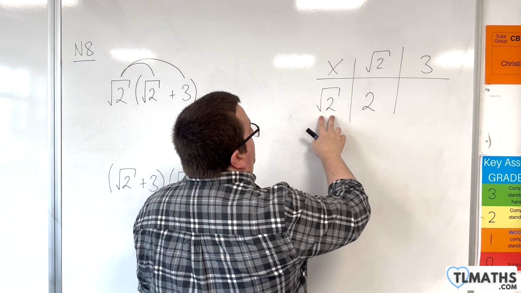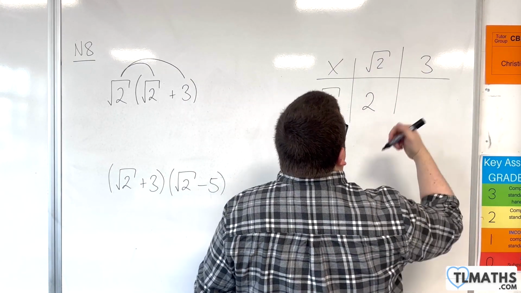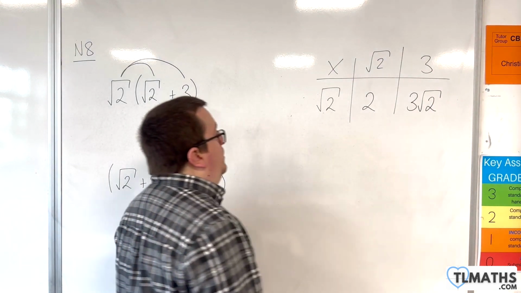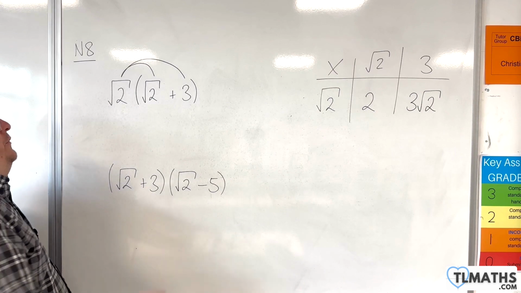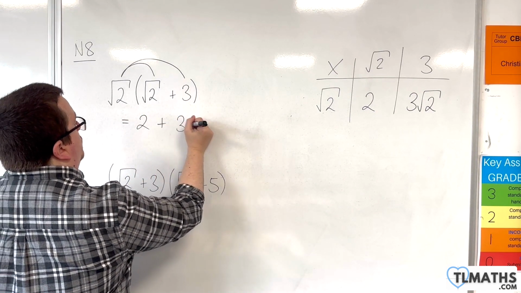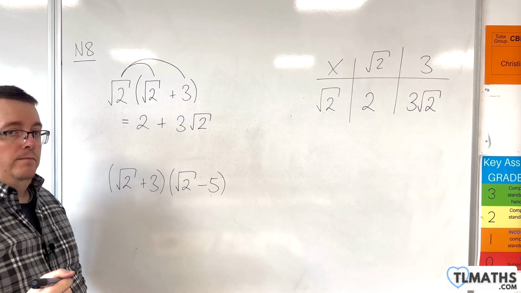So then we have root 2 times 3. So that's 3 lots of root 2, and I know I can write that as 3 root 2. So when I expand this out, I get 2 plus 3 root 2, and that's my answer.